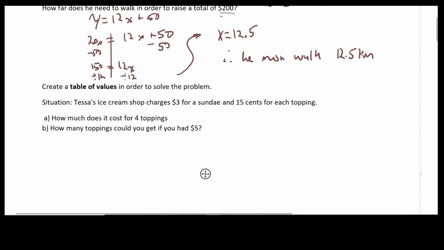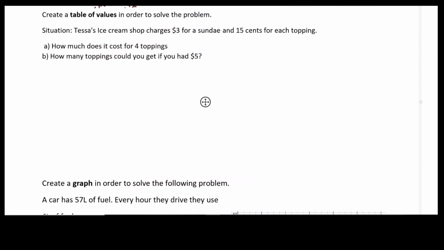I've got another equation example later. But here we're going to work with a table of values. So create a table of values in order to solve this problem. Tessa's Ice Cream Shop charges $3 for a sundae and 15 cents for each topping. So number of toppings and cost. And so $3 again, that's the starting cost, that's the initial value. 15 cents, that's the rate of change. It goes up 15 cents every time. So when you do your table, I always want you to start off again at 0 so that you see the initial value of $3.